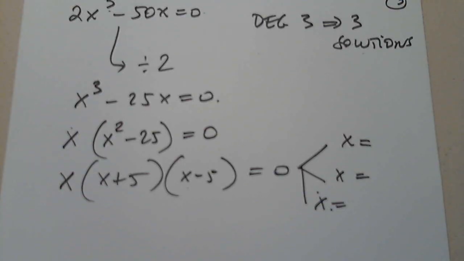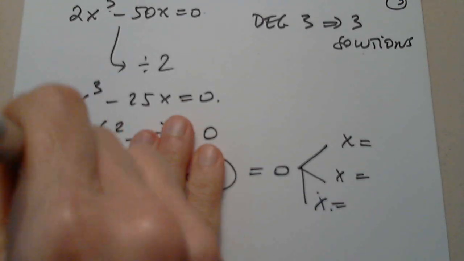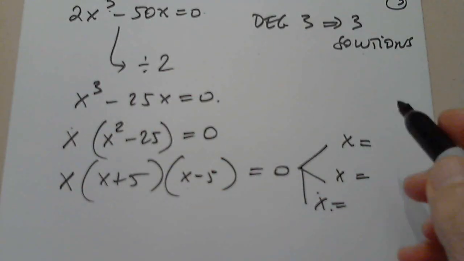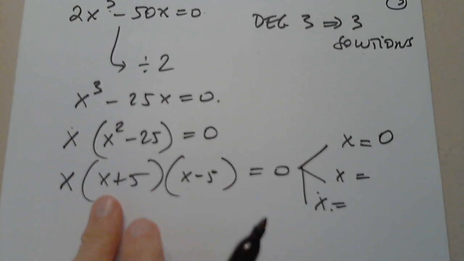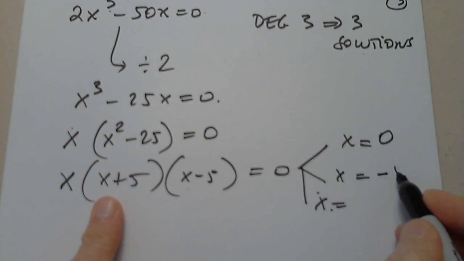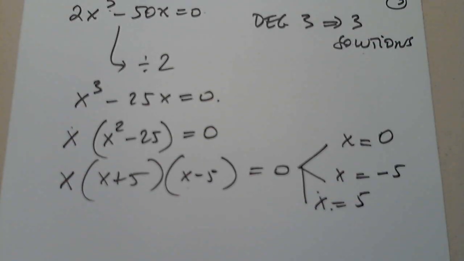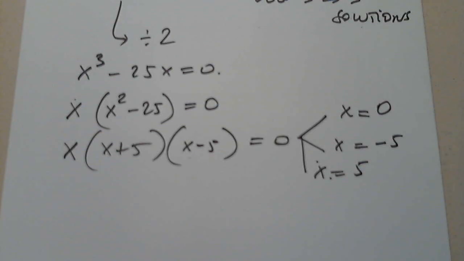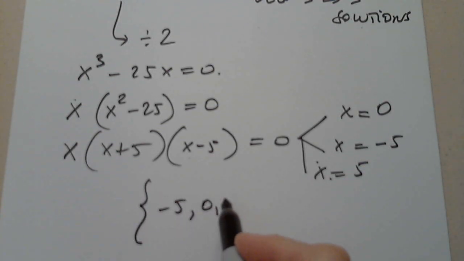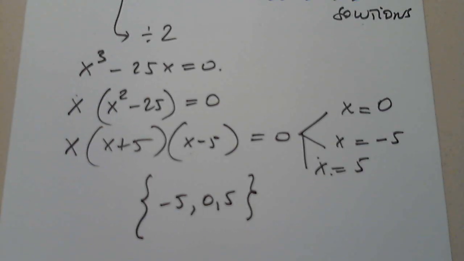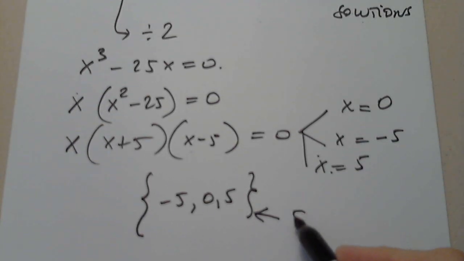x equals 0. Exactly. If the first factor is 0, then x equals 0. And then x minus 5 equals 0 gives x equals 5, and x plus 5 equals 0 gives x equals -5. That's it. In certain situations, you may be asked to present the solutions like this: -5, 0, 5.